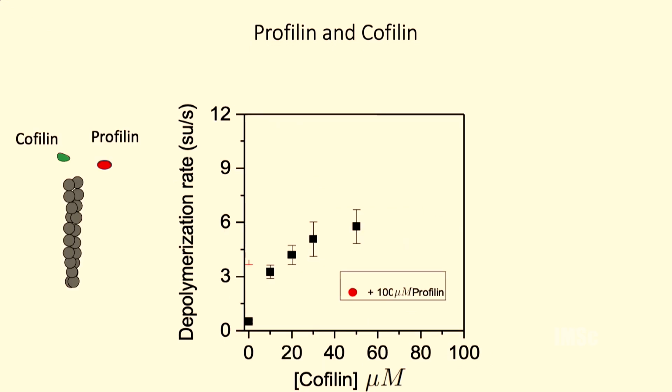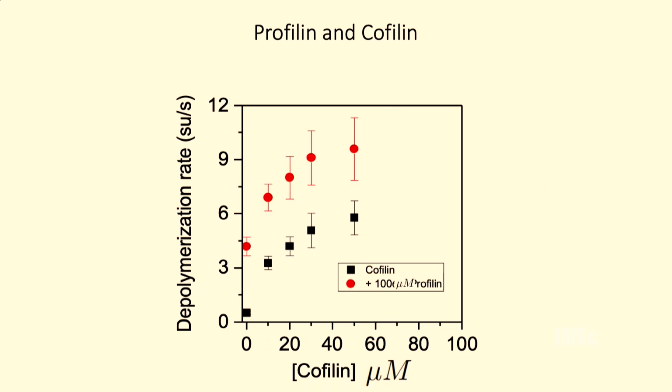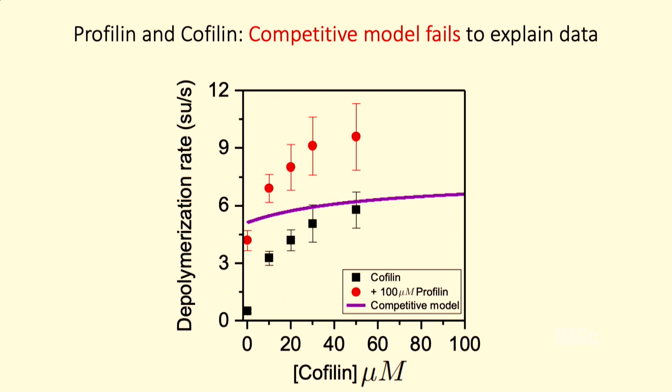So then we ask what happens with cofilin and profilin. It turns out that if you just change cofilin, this is the black line. Now you change cofilin, but in the presence of 100 micromolar of profilin, and the overall depolymerization rate increases. But then this is the prediction from the competitive model. What you see is that initially the red data point is below the competitive model prediction, but then it consistently is higher than that.